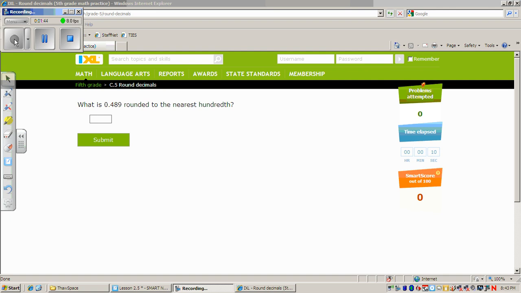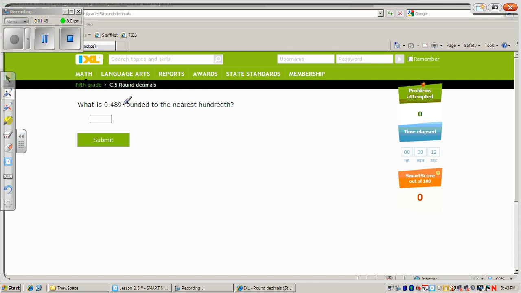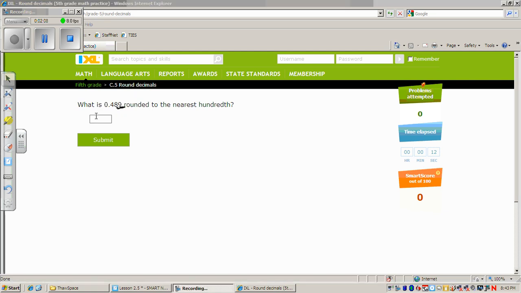So again, hundredth, you have to look at the places. If I look at that and I see 4 and 8, I know 4 is the tenths, 8 is the hundredths. So I look over here at the 9. And is 9 5 or higher? It is. So my answer should be 0.49.